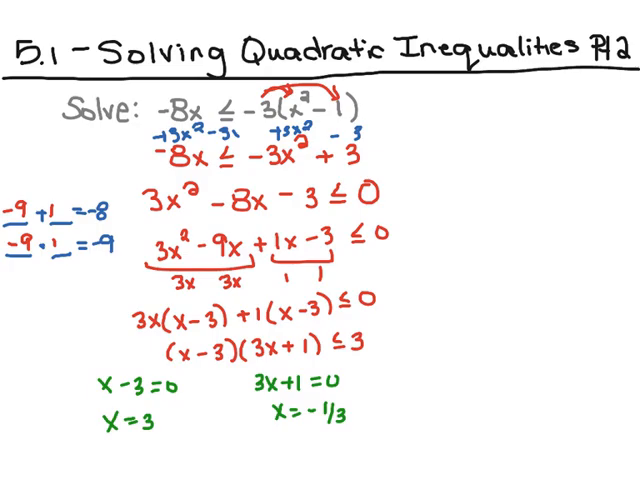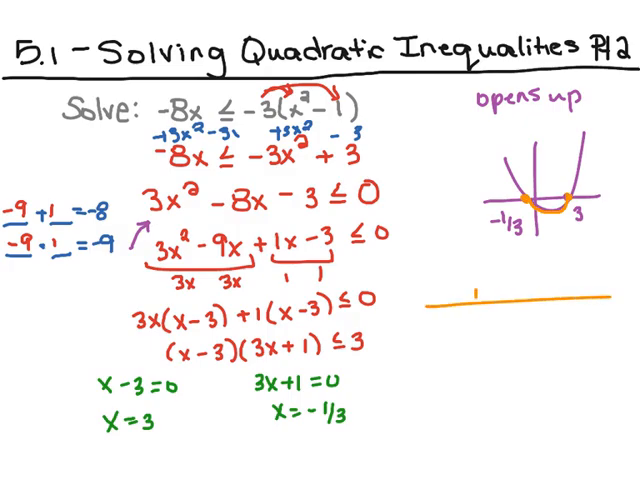Now, to graph this, if we imagine which direction this is opening, our a value is positive 3, so we know it opens up. So it looks something like this. And we know this is negative 1/3 over here, and this is positive 3. Now we want everything that is less than or equal to 0, so we're looking for this section right here, from here to here.